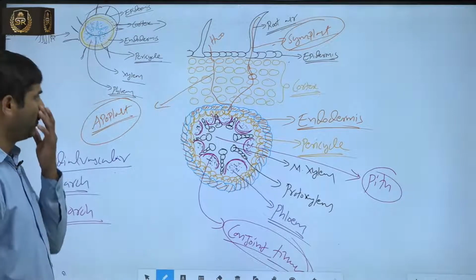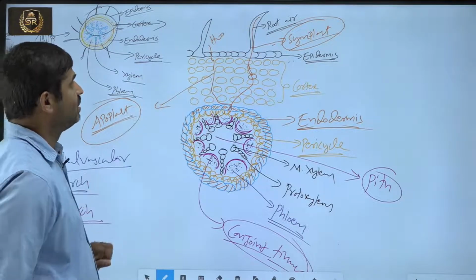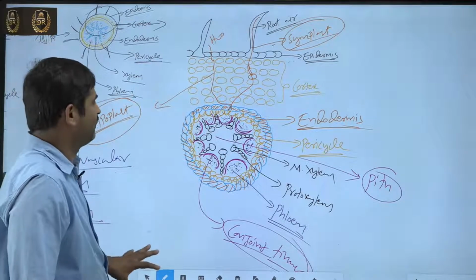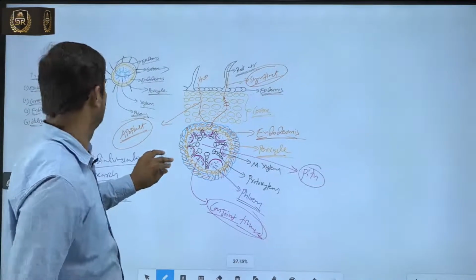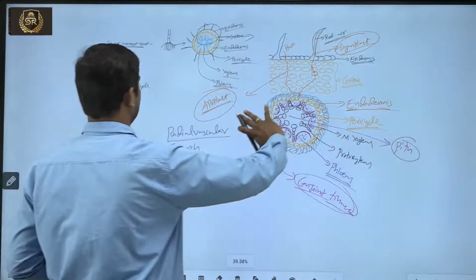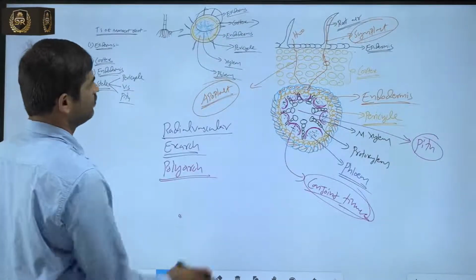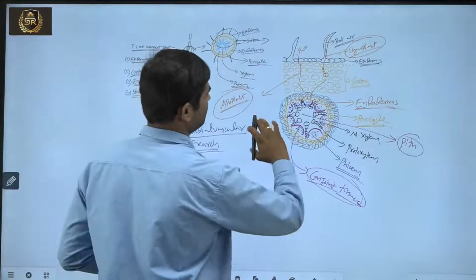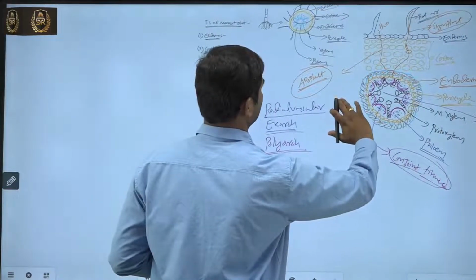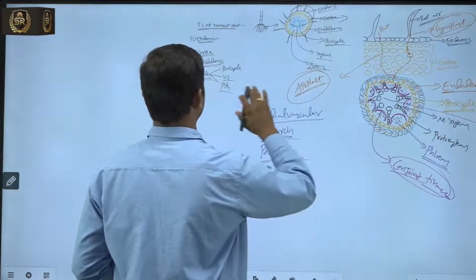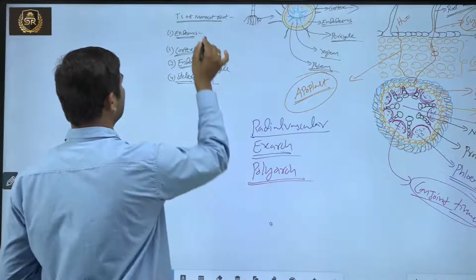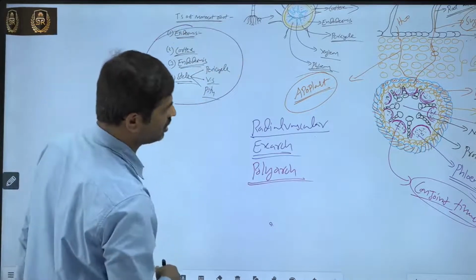This is monocot root, transverse section of monocot root. Monocot root, main parts. This is monocot root structure.